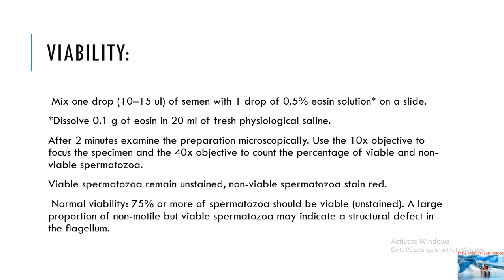For viability, mix 1 drop of 10 to 15 microliter of semen with 1 drop of 0.5% eosin solution on a slide. Dissolve 0.1 gram of eosin in 20 ml of fresh physiological saline. After 2 minutes, examine the preparation microscopically. Use the 10x objective to focus the specimen and the 40x objective to count the percentage of viable and non-viable spermatozoa. Viable spermatozoa remain unstained and non-viable spermatozoa stain red.